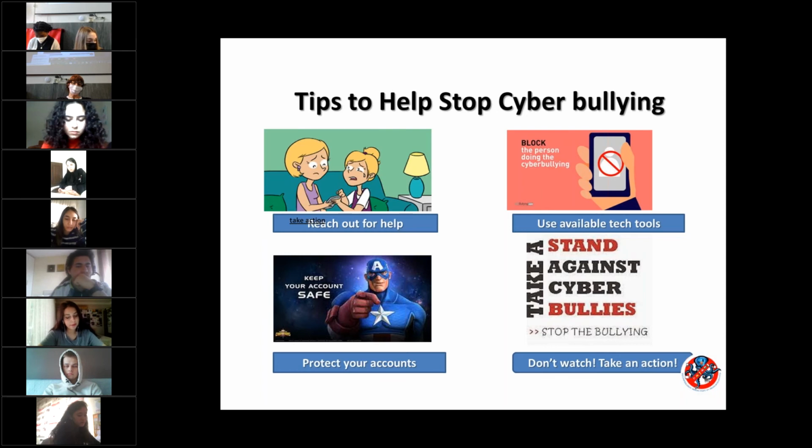Protect your accounts. Don't share your passwords with anyone, even your closest friends, who may not be close forever. And password protect your phone so no one can use it to impersonate you. If someone you know is being bullied, take action. Just standing by can empower an aggressor and does nothing to help. The best thing you can do is to try to stop bullying and take a stand against it.